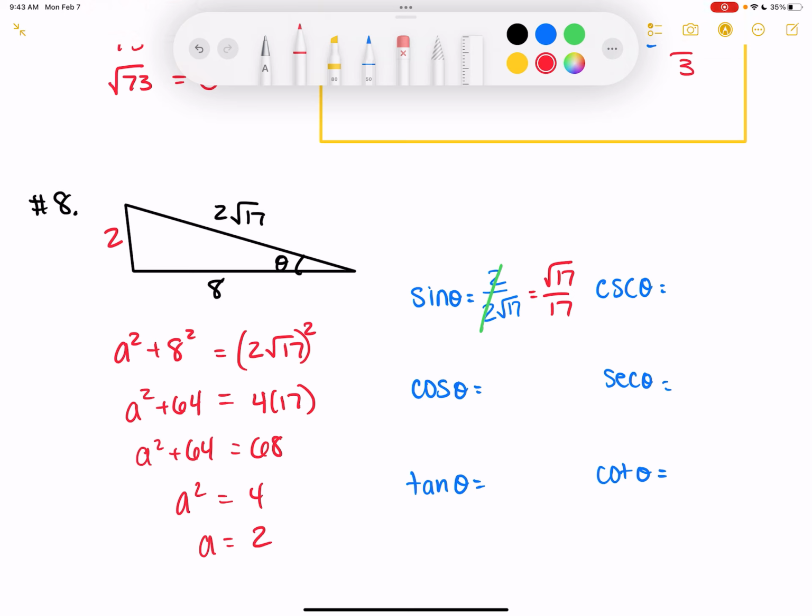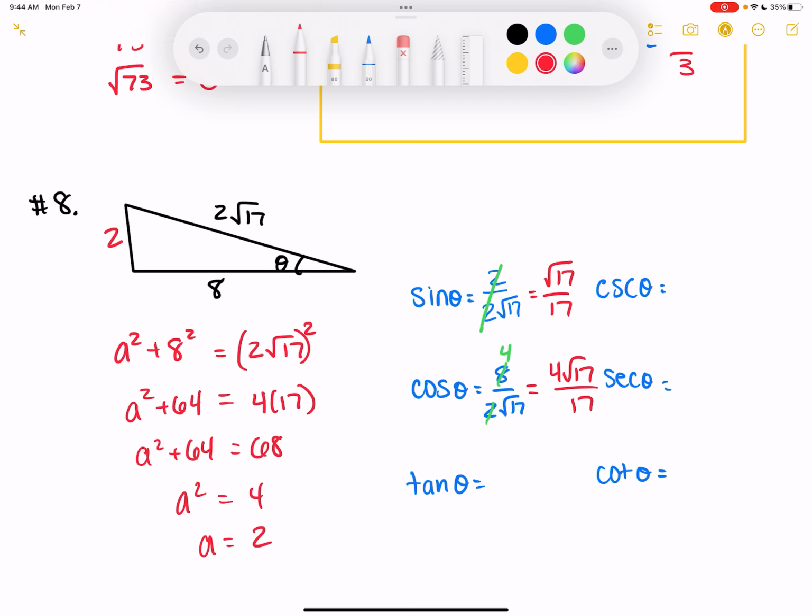Now cosine is what? 8 over 2 square root of 17. Can you cancel the 2 and the 8? Yeah, so you can do that. 2 is gone, making that 8 a 4. And then what? 4 square root of 17 over 4 square root of 17 over 17.